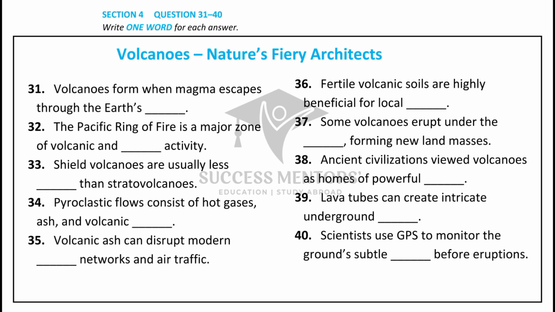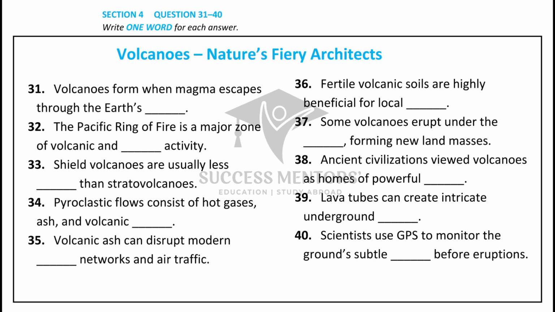This region is particularly significant because it is home to more than 75% of the world's active volcanoes. It is also characterized by high seismic activity, meaning frequent earthquakes often accompany volcanic events in this area. This is due to the movement of tectonic plates, massive slabs of the Earth's crust that constantly shift, collide, or slide past each other. Now let's look at volcano types.